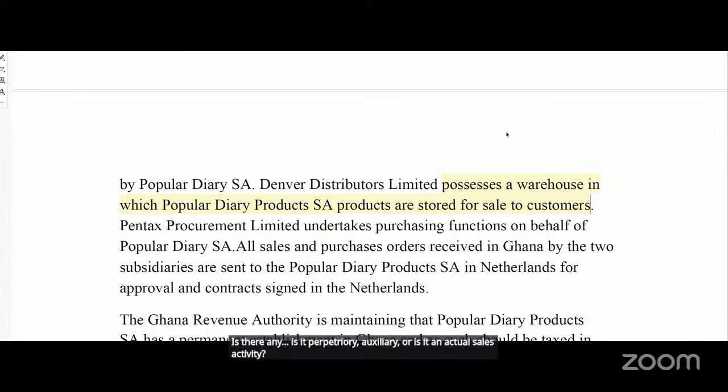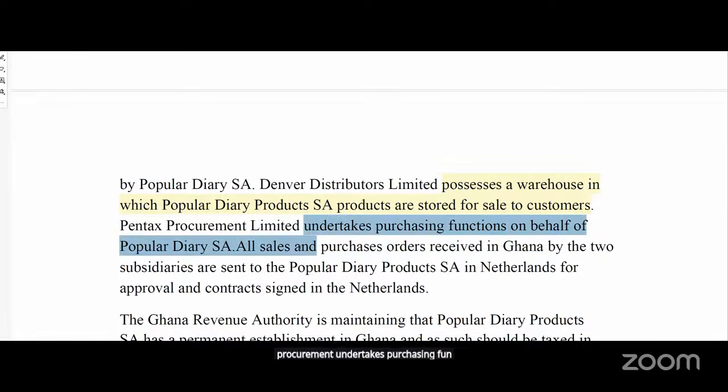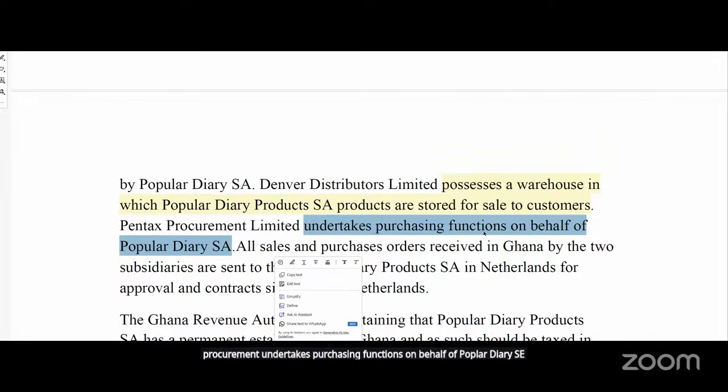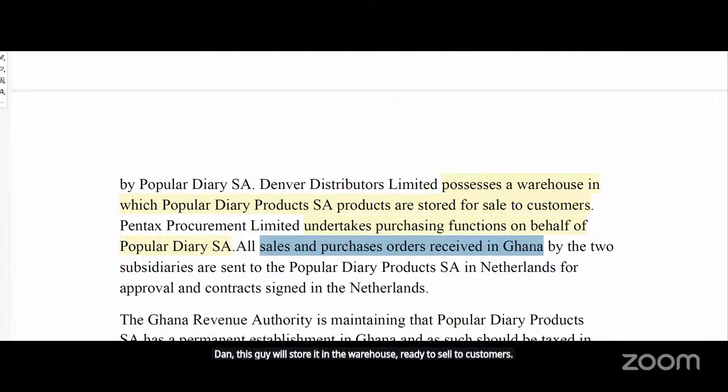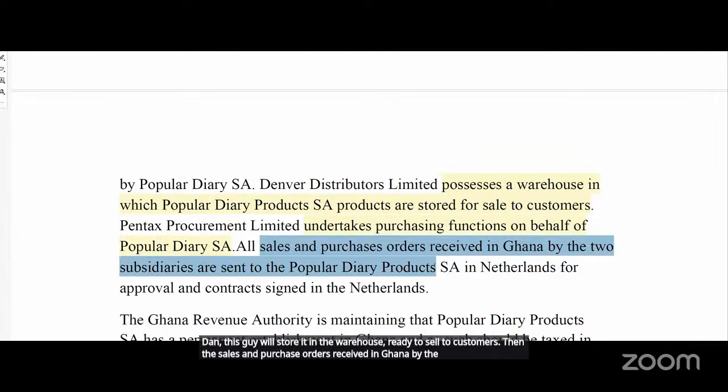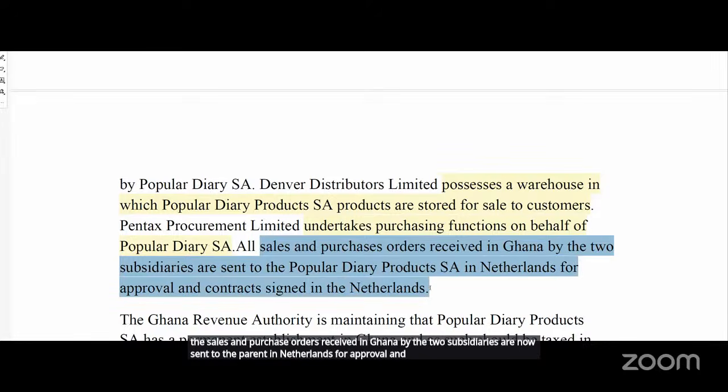It's preparatory and auxiliary, because you are not actually selling, you are just storing the goods. So on its own, it doesn't do anything. But let's look at something. Pentax Procurement undertakes purchasing functions on behalf of Popular Diary SA. Are you getting it? So it buys those goods. Then this guy will store it in the warehouse, ready to sell to customers. Then the sales and purchase orders received in Ghana by the two subsidiaries are now sent to the parent in Netherlands for approval, and the contract will be signed in Netherlands.